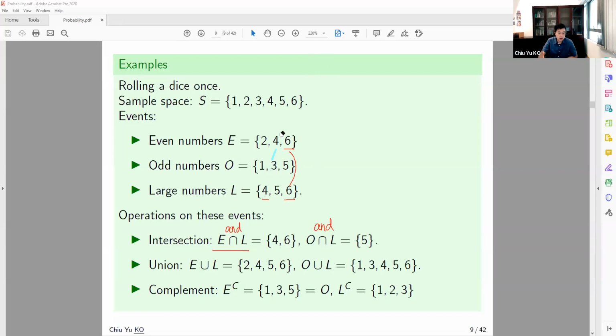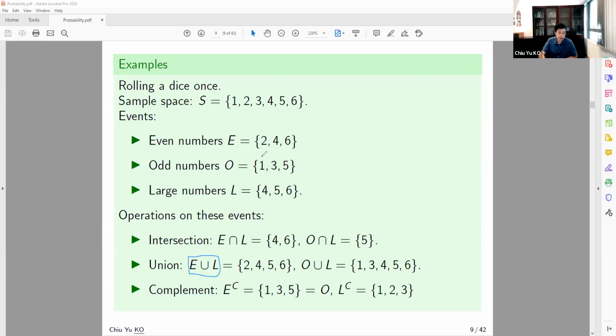Similarly, for odd and large, the only common element is 5. So that's why we have the answer here. Now we want to look at the union.